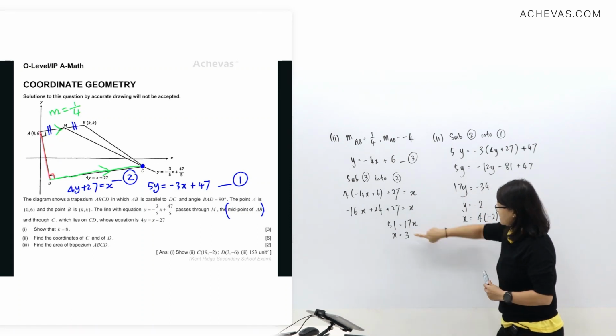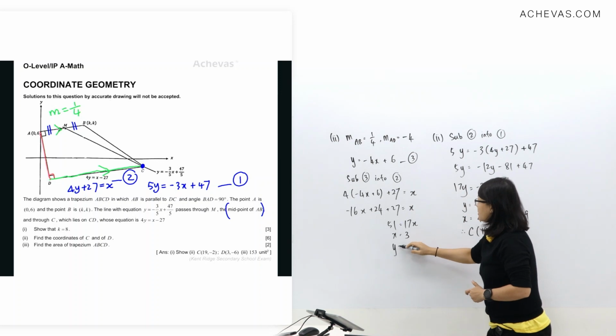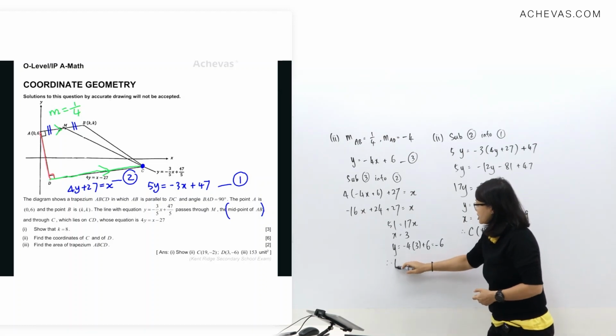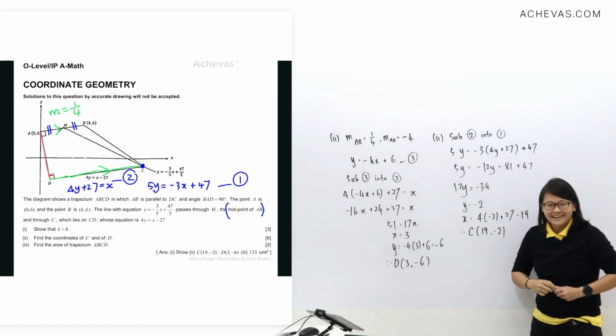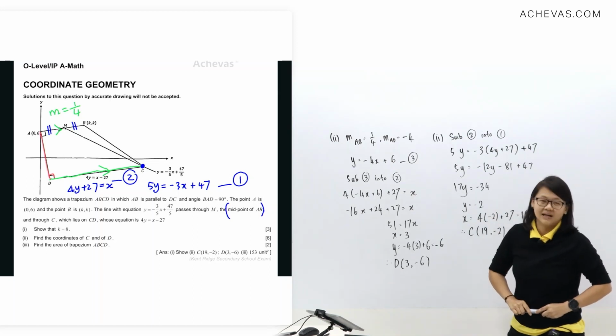So let me put back this x equals 3 into equation number 3. So I have y equals negative 4x plus 6. Right, so I'll have negative 6 here. So let's conclude point D as (3, -6). So we're done for part 2. Let me erase the whole thing and we'll take a look at part 3.